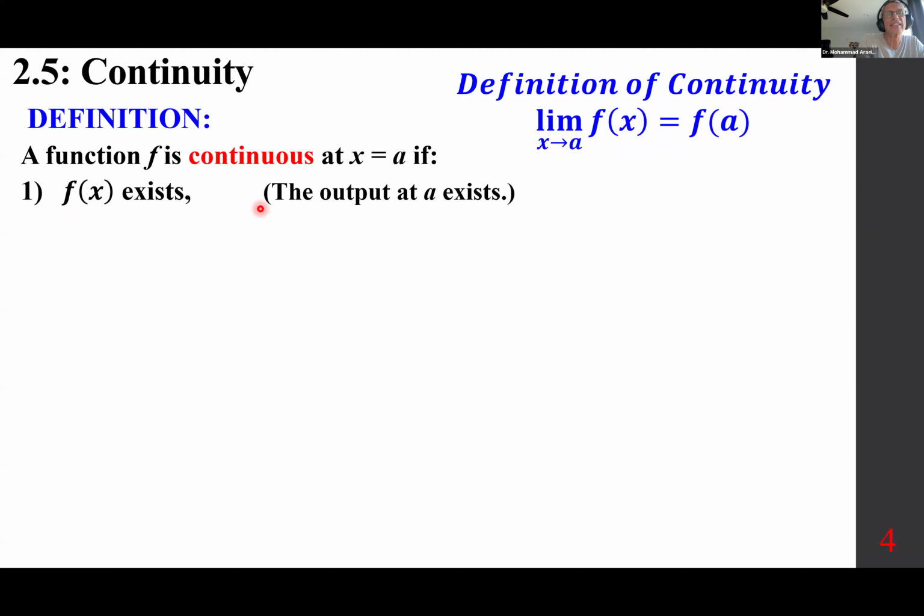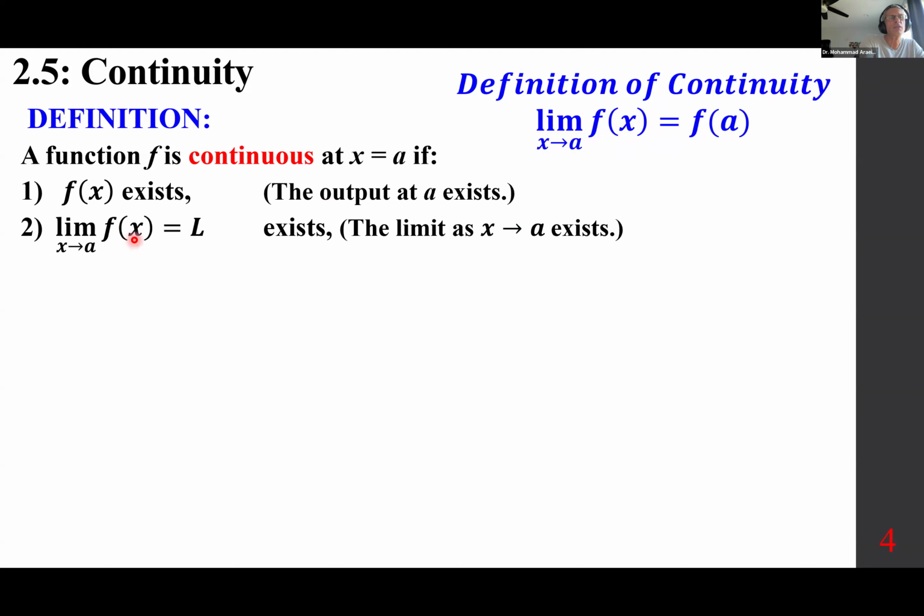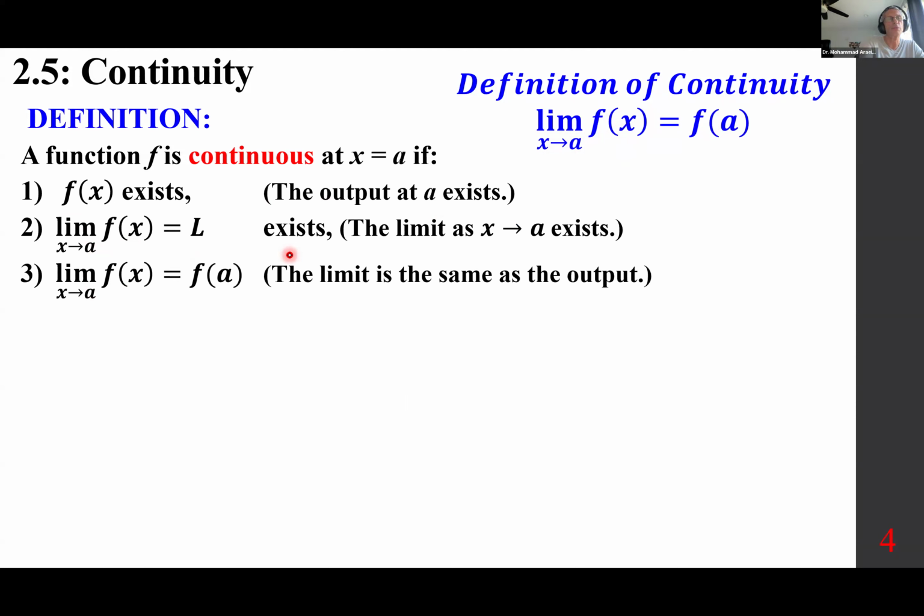Number one, f of a exists. The output at a does exist. Number two, the limit of f of x as x approaches a exists, and it equals L. Number three, the limit of f of x as x approaches a equals f of a. The limit is the same as the output. That's exactly what we say here, that it has those three parts.